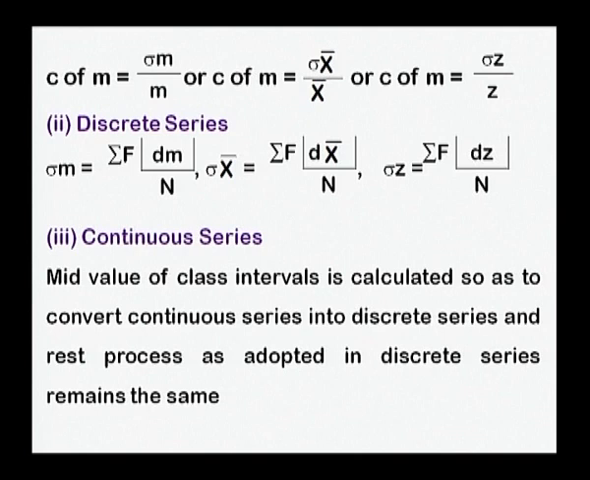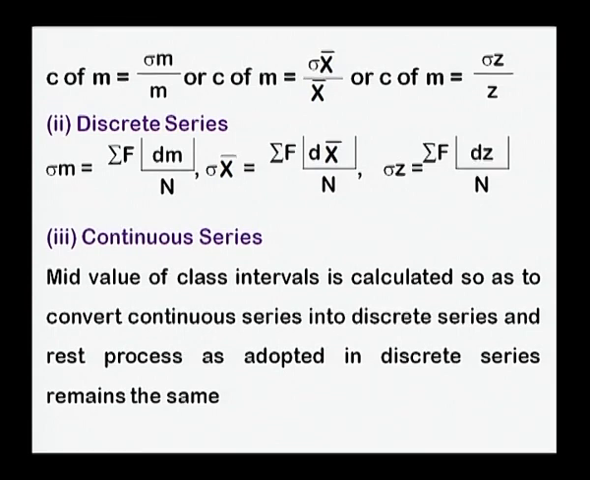And in the same way, this formula is used to find the mean deviation in respect of a discrete series if we have calculated mean deviation with the help of mode. In this case, this formula is used: summation f times deviation from mode, divided by n. So, this formula is used to find mean deviation in respect of a discrete series.